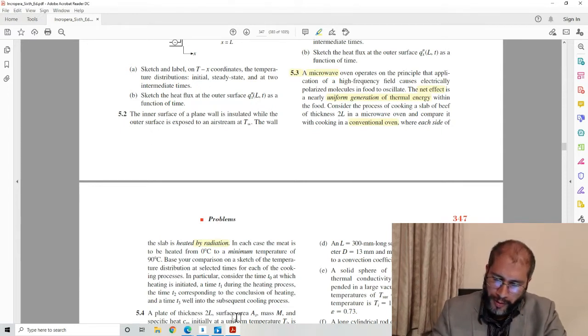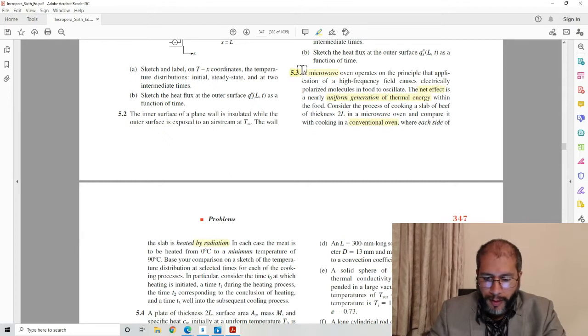So the first one is number 5.3 from the textbook. In this case we have a microwave oven that operates on the principle that you have high frequency waves heating food from the inside. So this situation can be considered as a uniform generation of thermal energy inside the body.